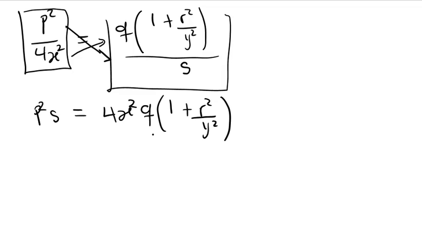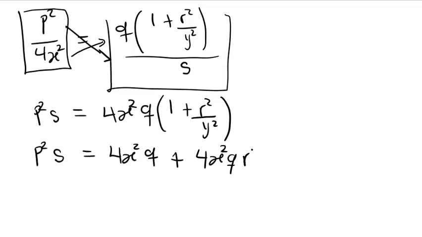Now what we have to do next is let's expand the bracket. So we are going to have p squared s being equal to 4x squared q multiplying the 1, and that gives us 4x squared q. The same 4x squared q multiplies that fraction in the bracket, that is the r squared over y squared. And this 4x squared q is going to multiply the numerator, that is r squared. So we are going to have plus 4x squared q r squared all over y squared.